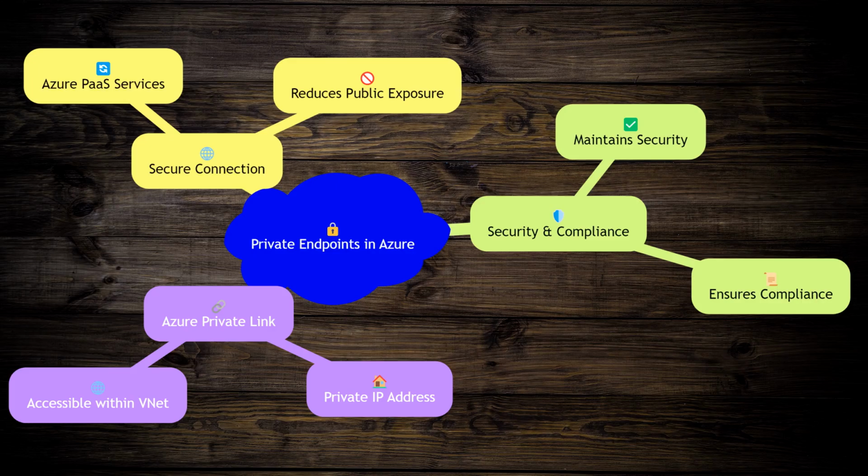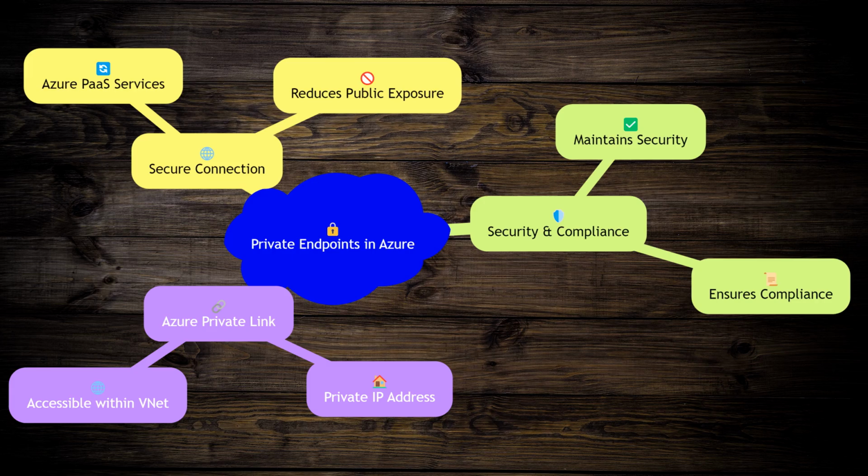Private endpoints in Azure provide a secure and private connection to Azure PaaS services. By using private endpoints, you can ensure that your traffic remains within the Azure network, reducing exposure to the public internet. This is crucial for maintaining security and compliance in your cloud environment.